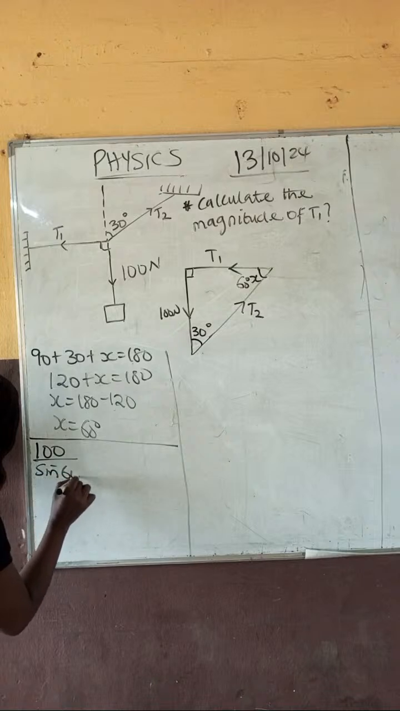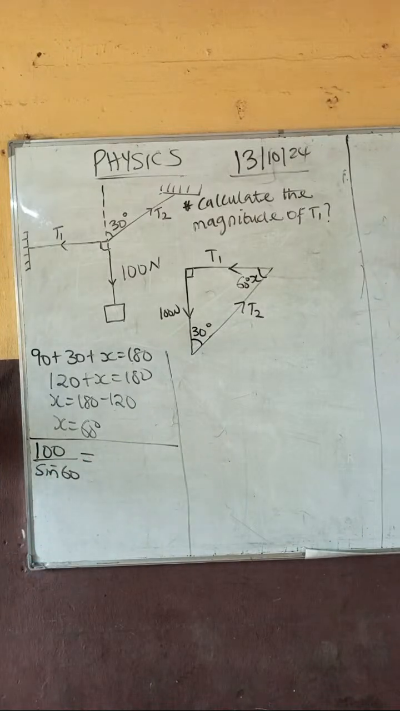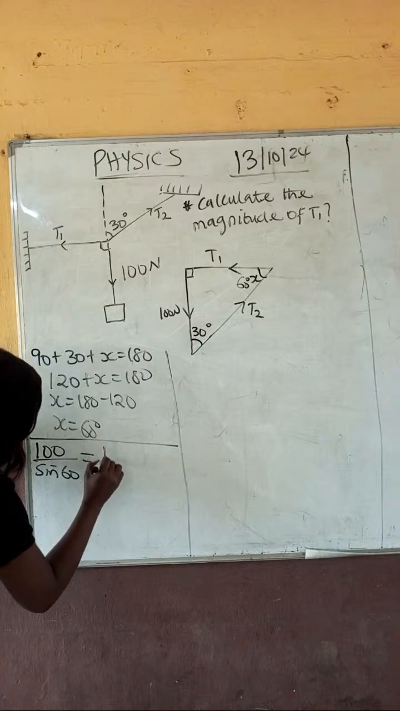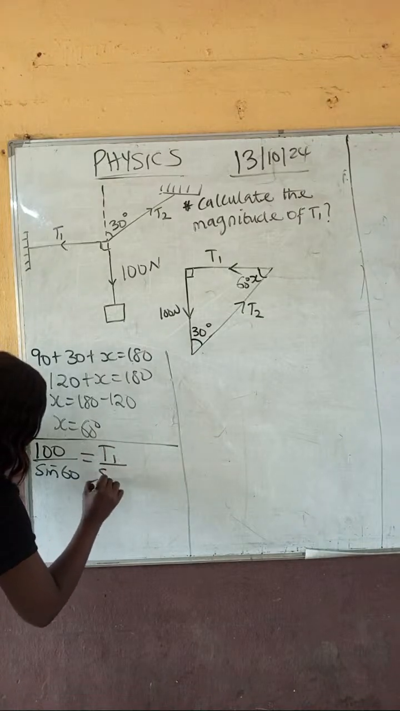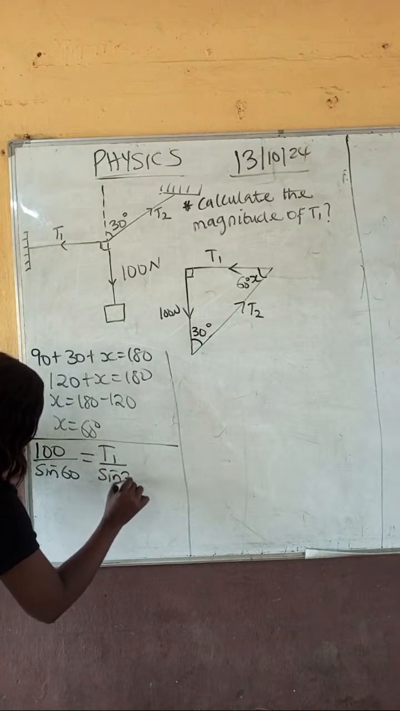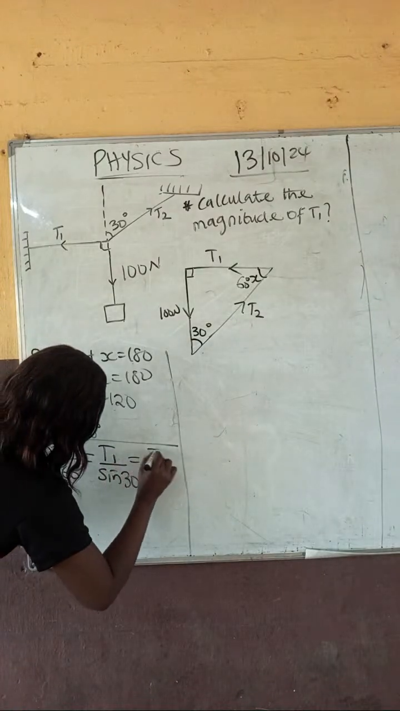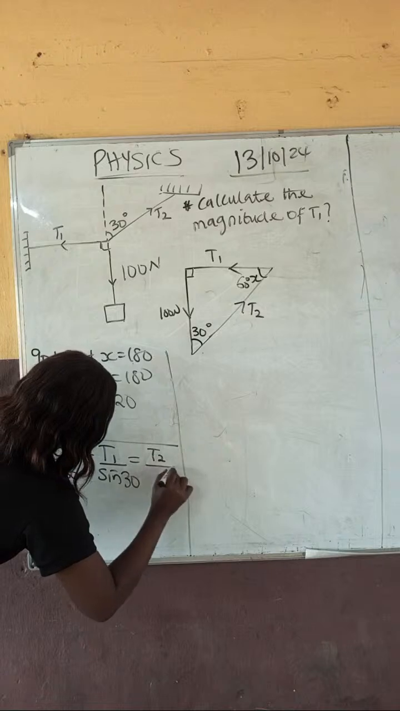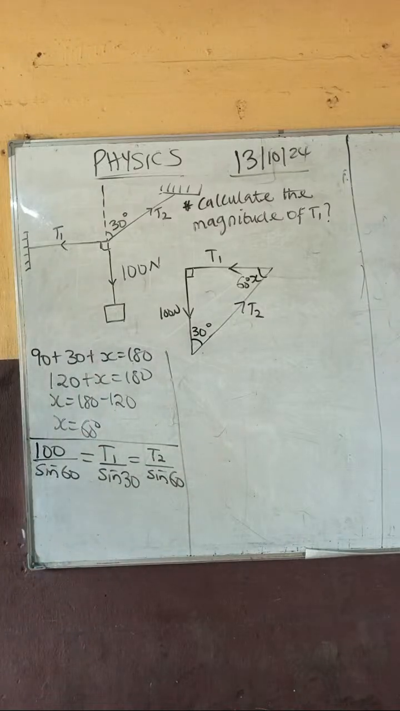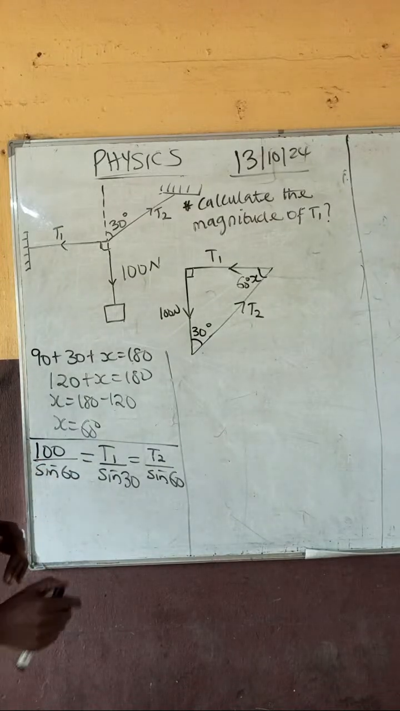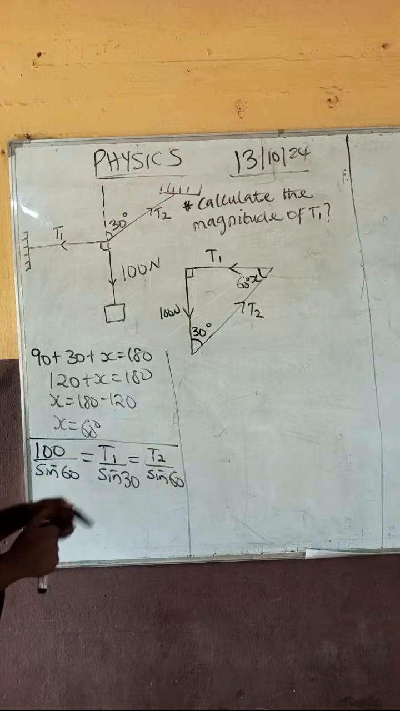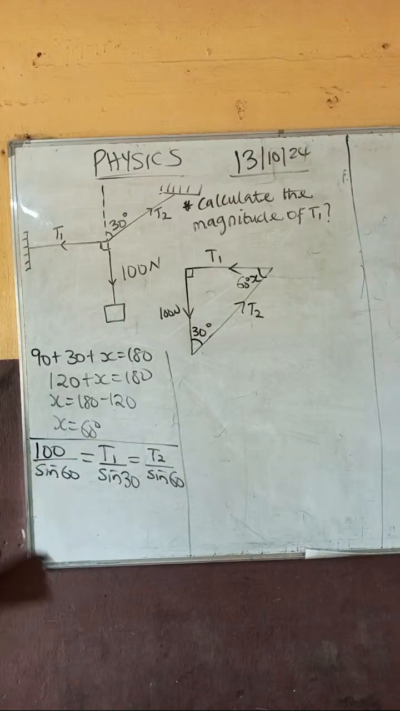So let's go. We say 100 over sine 60 is equal to T1 over sine 30. Then it's equal to T2 over sine 90. Now, I cannot get the two unknowns at the same time. What I'm going to do is to equate this and this to get my T1.